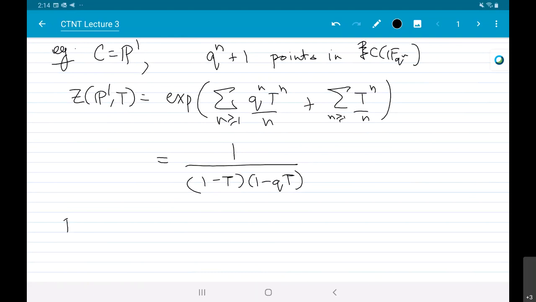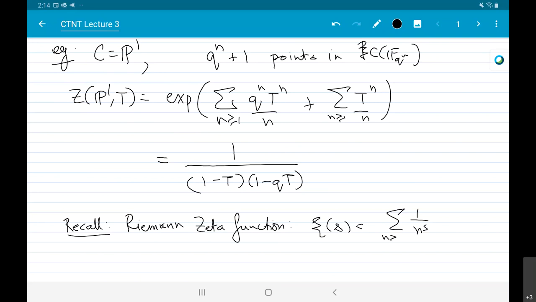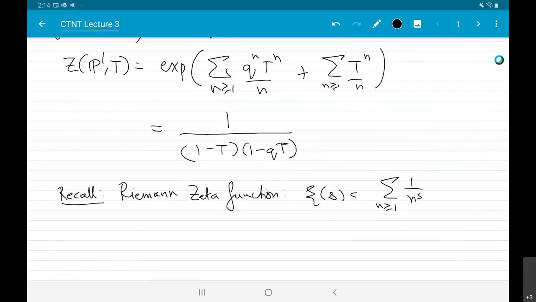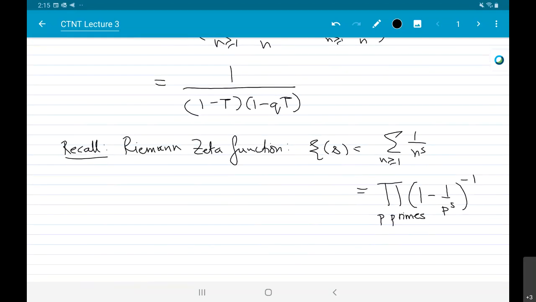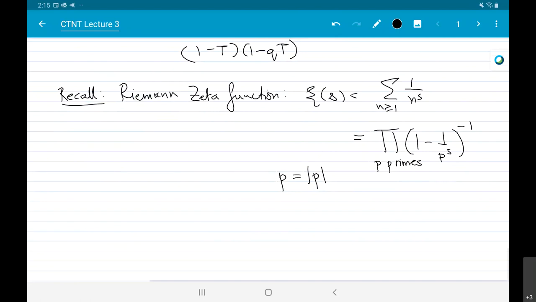So recall the Riemann zeta function. This is the famous one, which is the sum over n bigger than or equal to 1 of 1 over n to the s. And there are so many conjectures about where the zeros are. Notice that you can take zeta of s and factor it as a product over all the primes p of 1 over 1 minus p to the negative s. Another observation I can make is that p is the size of the residue field at p. Seems like a dumb observation to make, but it is useful in that you want to do the same thing with function fields.